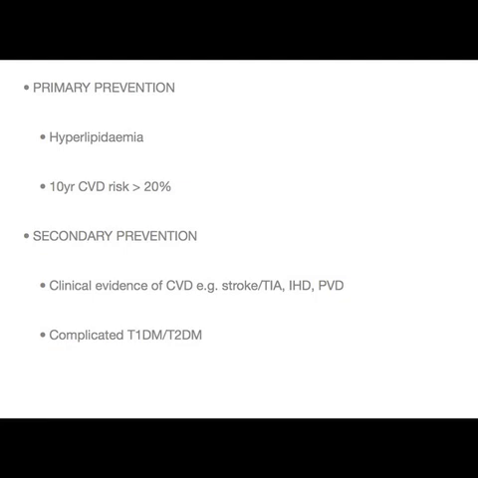Leaving hyperlipidemia aside, there are a few other very important indications for starting antilipid therapy, namely in the setting of primary prevention with a calculated risk of cardiovascular disease greater than 20% over 10 years. In addition, they are indicated in the setting of secondary prevention, where there is clinical evidence of cardiovascular disease, for example following a cerebrovascular ischemic event such as stroke or TIA. Also with known or suspected ischemic heart disease, and also with peripheral vascular disease.